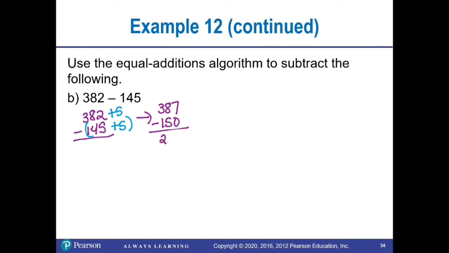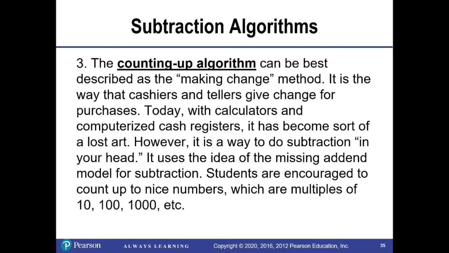Subtract your hundreds place gives us 2, 8 minus 5 in the tens place is 3, and 7 minus 0 in the ones place is 7 for 237. Our next algorithm is called the counting up algorithm.